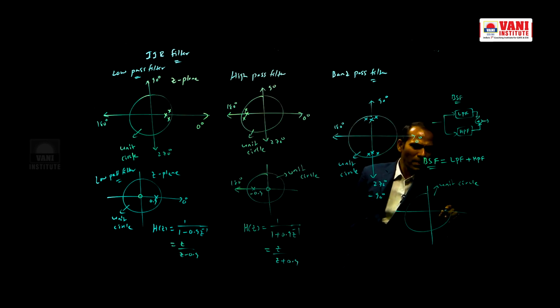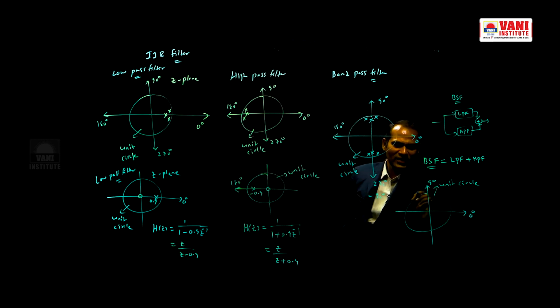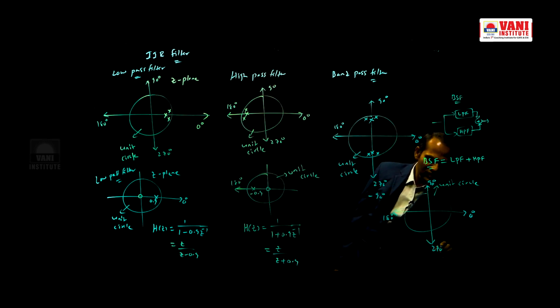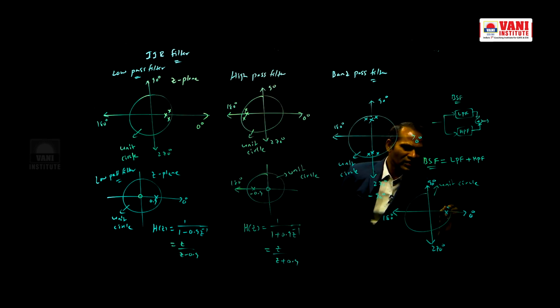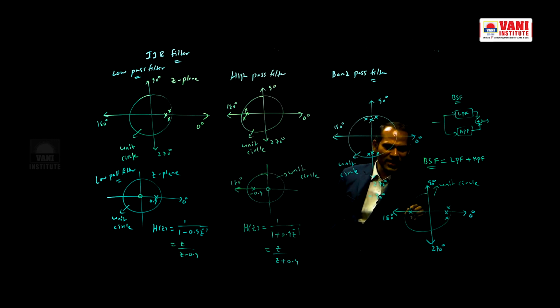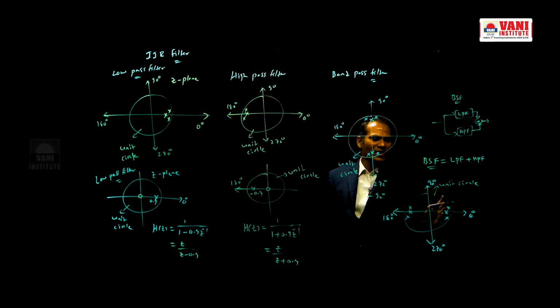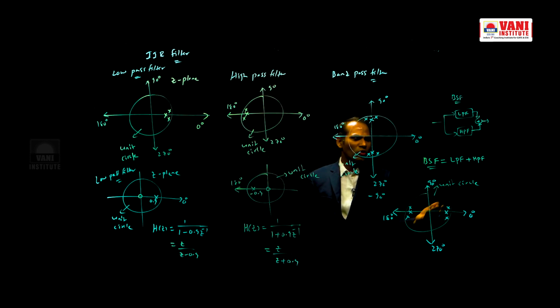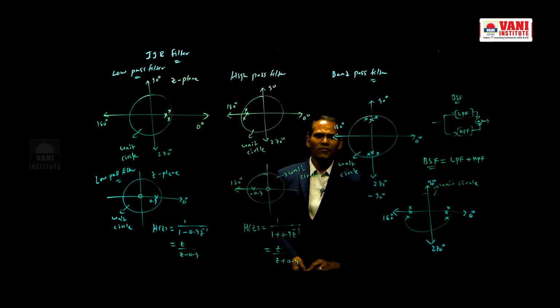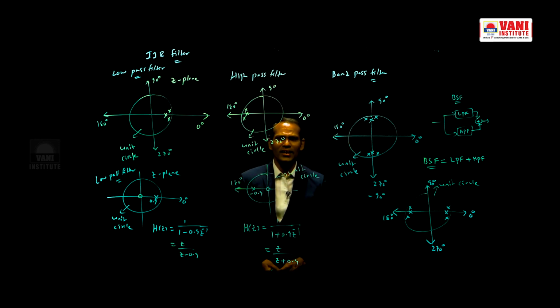So, here low pass filter means poles will be around 0 degrees. If poles are around 180 degrees, that is a high pass filter. If poles are like this, then it is a band stop filter, low pass filter plus high pass filter. Like this, based on poles of an IIR filter, we can tell the type of the filter.